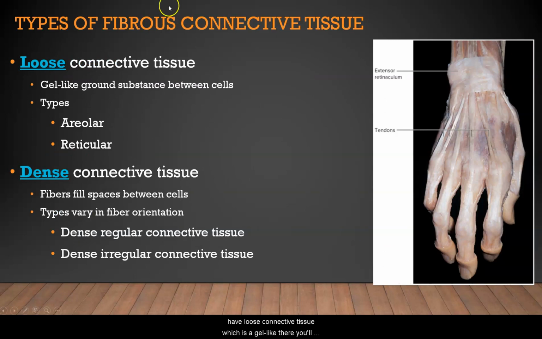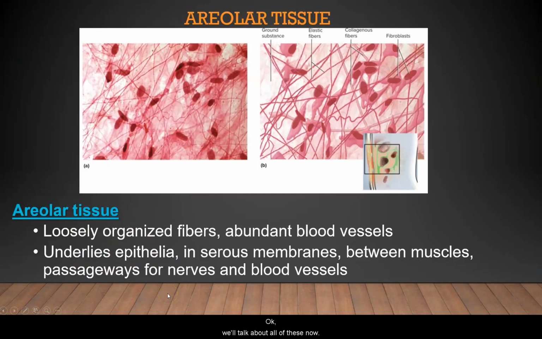Types of fibrous connective tissue. We have loose connective tissue, where you'll find a gel-like ground substance between the cells. And there are two types, areolar and reticular, and then dense connective tissue, where fibers fill spaces between the cells instead of that gel-like substance. And the types vary in their fiber orientation, either dense regular or dense irregular. Okay, we'll talk about all of these now.